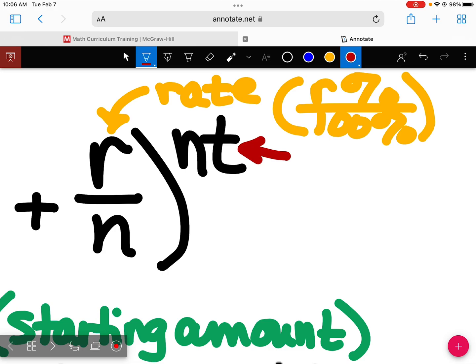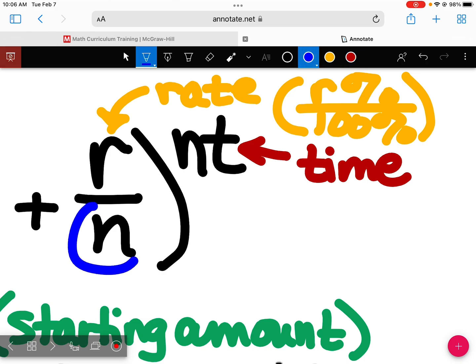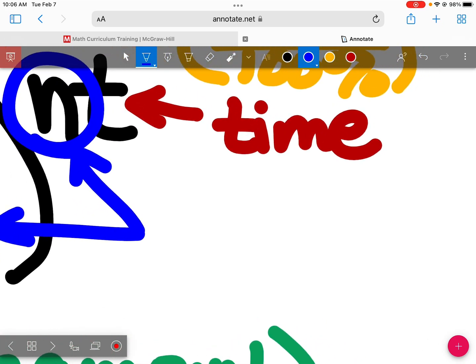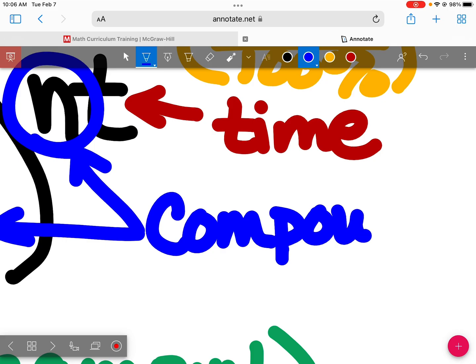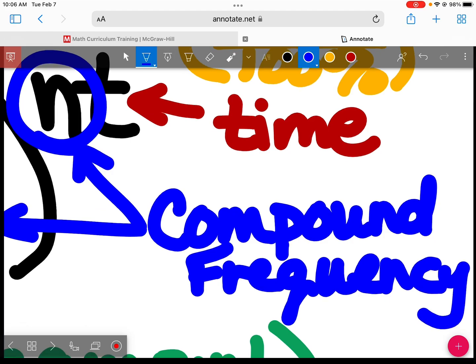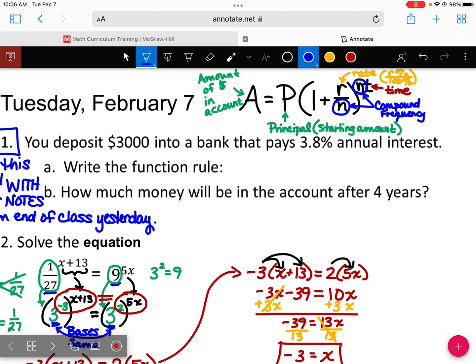What does T represent? Time. And then that just leaves this N, which I see in 2 different spots. It means the same thing in both spots. Yep, number of compoundings in a year. So we call this the compound frequency. How many times in a year is it getting compounded?